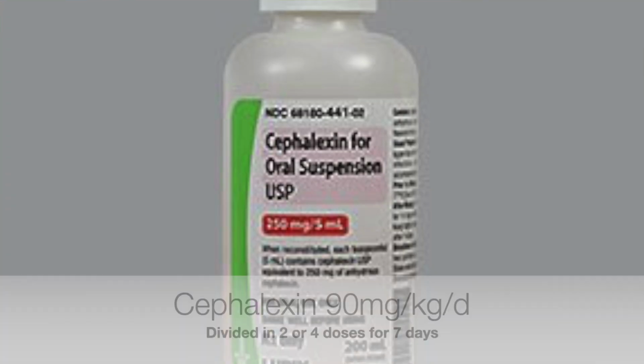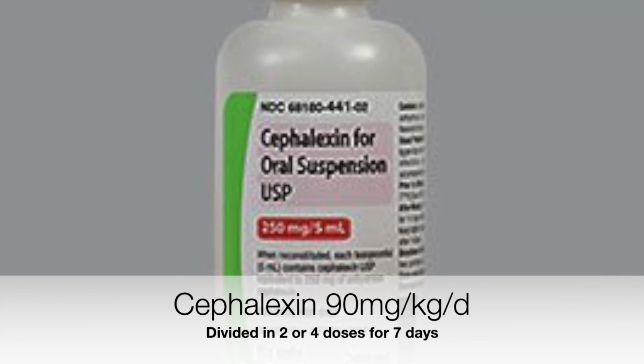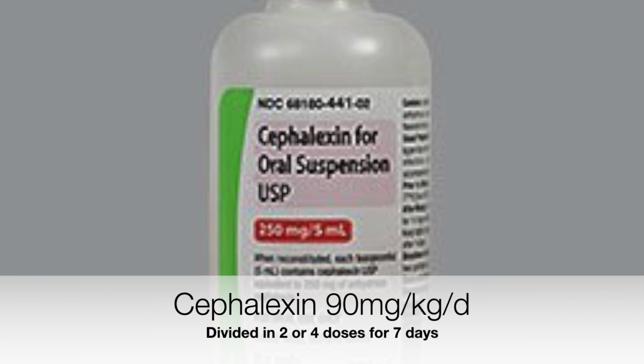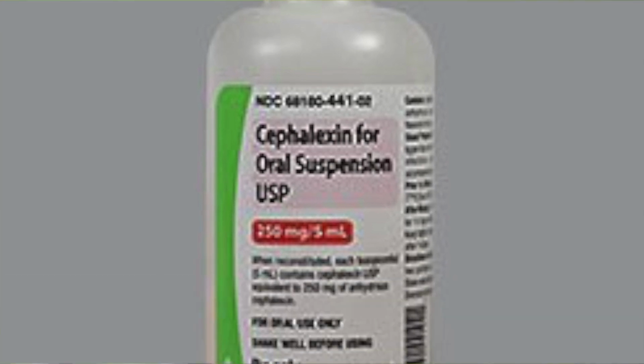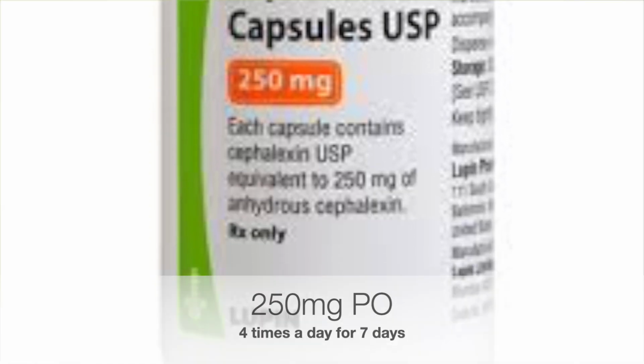When prescribing oral antibiotics for children with impetigo, cephalexin 90 mg per kilogram per day divided into 2 or 4 doses for 7 days is the common regimen. Adults can take 250 mg by mouth 4 times a day for 7 days.